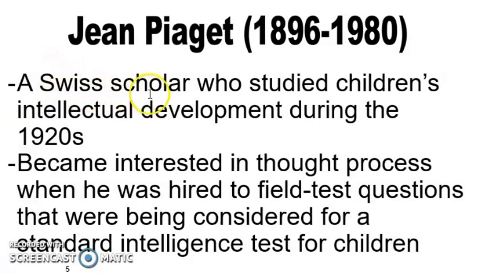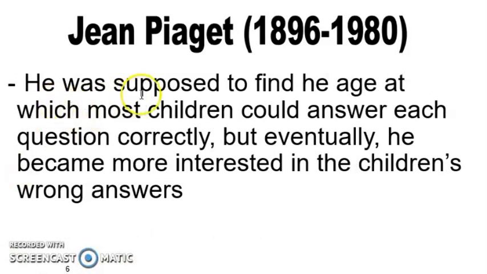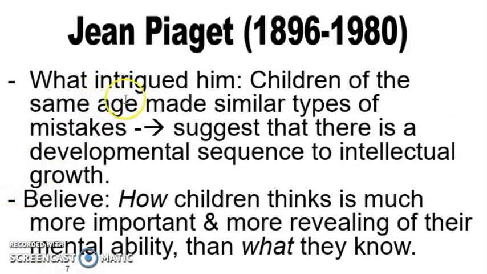So he is a Swiss scholar who studied children's intellectual development during the 1920s and became interested in thought processes when he was hired to field test questions that were being considered for a standard intelligence test for children. So he was supposed to find the age at which most children could answer each question correctly, but eventually, he became more interested in the children's wrong answers. So what intrigued him? Children of the same age made similar types of mistakes.